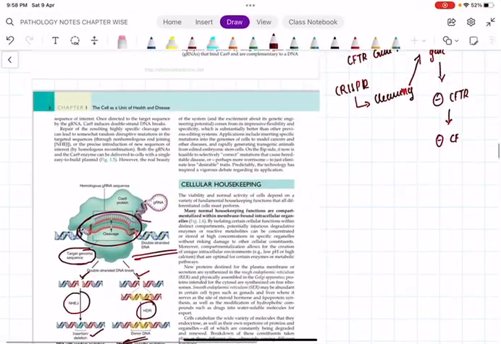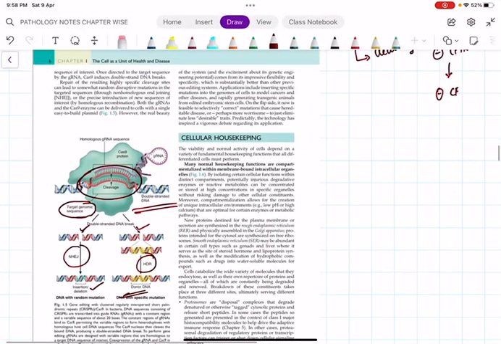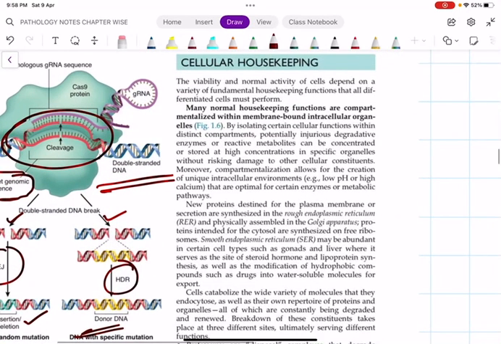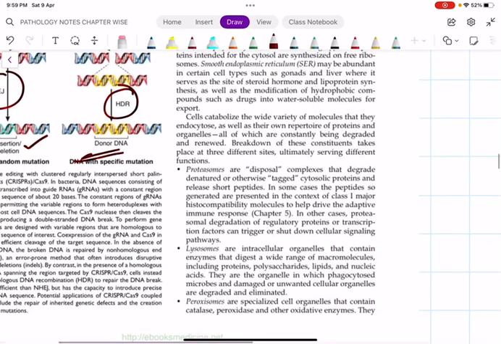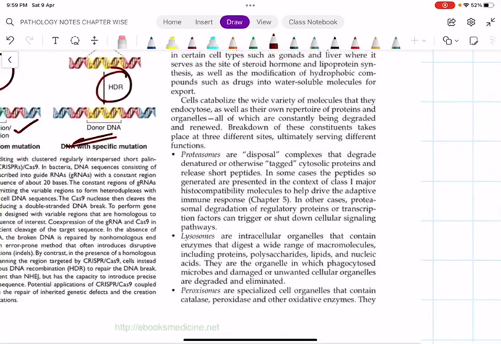Then coming into cellular housekeeping. Hereafter things are very easy. Already we have studied most of these things. First, I am just going to tell the points that you have to focus on as a second year student. Number one is proteasomes.